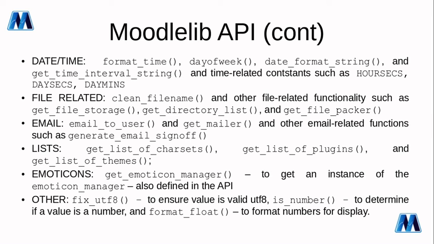And then other things like fix_utf8 to ensure that a value is valid UTF-8, is_number to check if it's a number, and format_float to format numbers for display. So that's Moodlelib, kind of the Swiss Army knife of the Moodle API functionality, and we will definitely be seeing quite a few of these functions as we progress through the course.